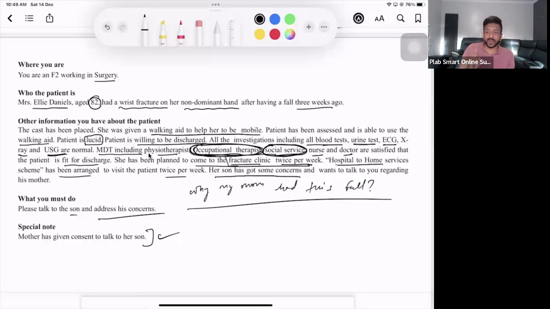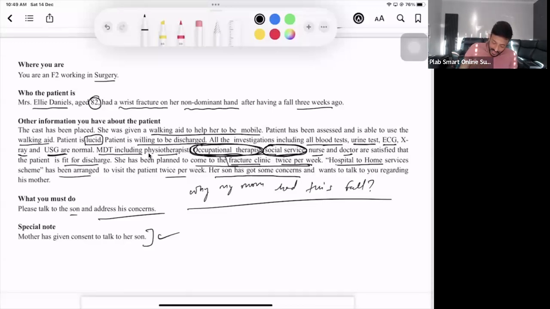That's why you need to read the question very carefully, because most of the things are there in the question itself. The task says MDT, multidisciplinary team including physiotherapist, occupational therapist, social worker and nurse, doctors are satisfied the patient is fit for discharge. Right now, the son is not very much convinced. Then explain that we are not going to leave her like that. We have arranged a lot of things.